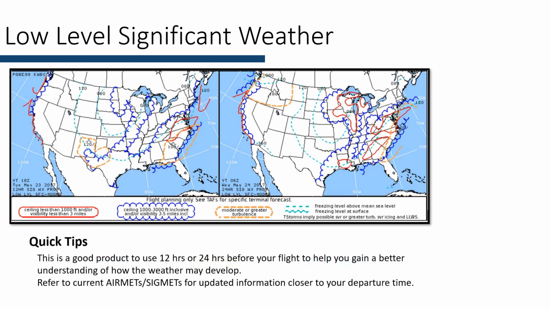Quick tip: this product is a forecast product that projects 12 and 24 hours into the future. This makes it a good product to check the day before your flight to gain a better understanding of how the weather may develop. This is, however, still only a forecast of what might happen, and accuracy typically degrades between the 12 and 24-hour forecasts, so it is important to check other weather products the day of your flight.